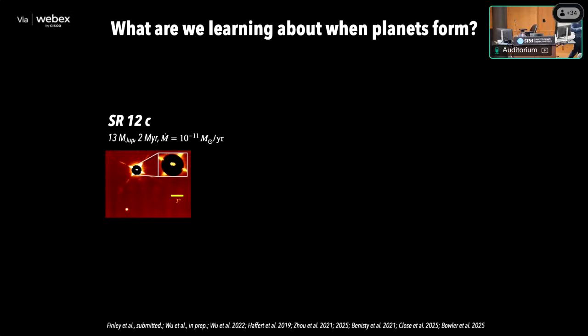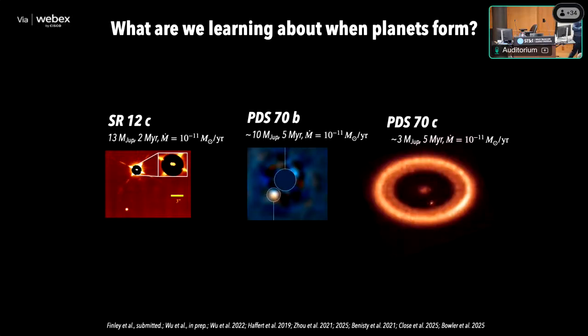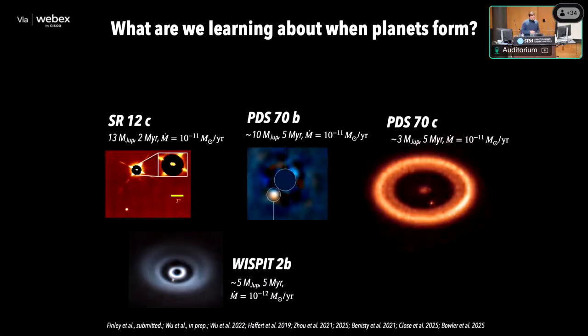So if we look at this as an ensemble, we have SR12C. We can add in a few other exciting planets, PDS70 b and c. For both of these, you can see the accretion rates are at a comparable level, 10 to the minus 11 solar masses per year. The masses and ages, at least in an order of magnitude sense, are all kind of comparable. This beautiful new Wispit 2b planet, 5 Jupiter masses at 5 mega years, beautifully nested here in a gap within this disk, 10 to the minus 11 solar masses per year.